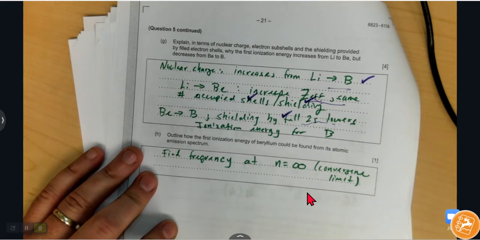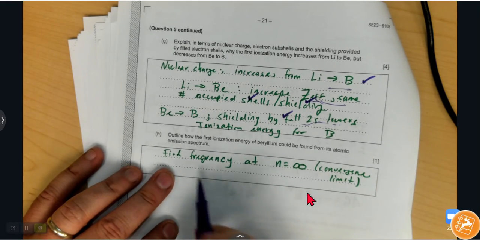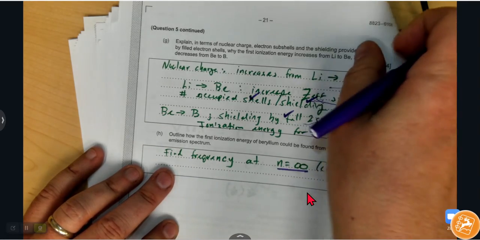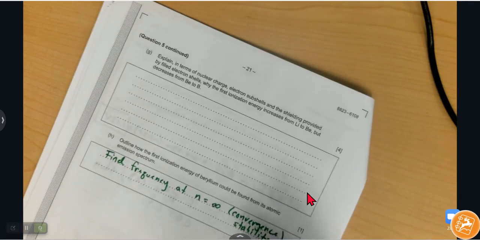Outline how first ionization energy could be found from the atomic emission spectrum. Remember the convergence limit, n equals infinity. You've got to find the frequency at it. I don't know why I said convergence stability, but whatever.